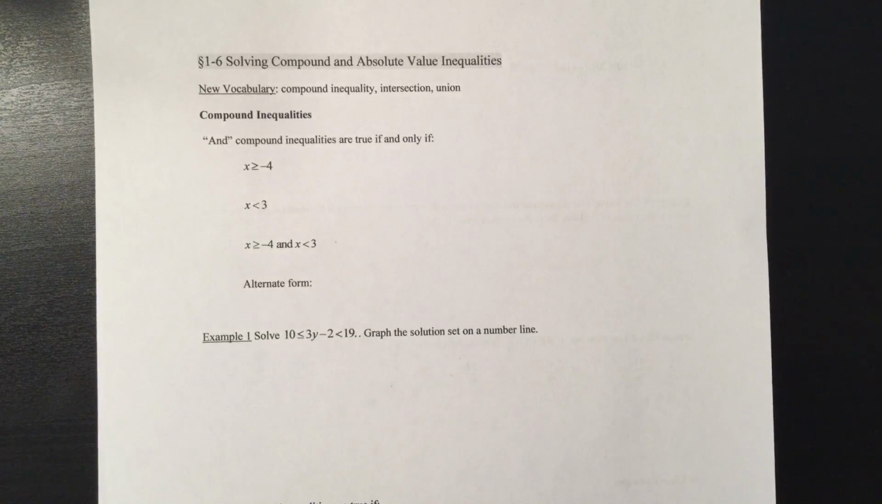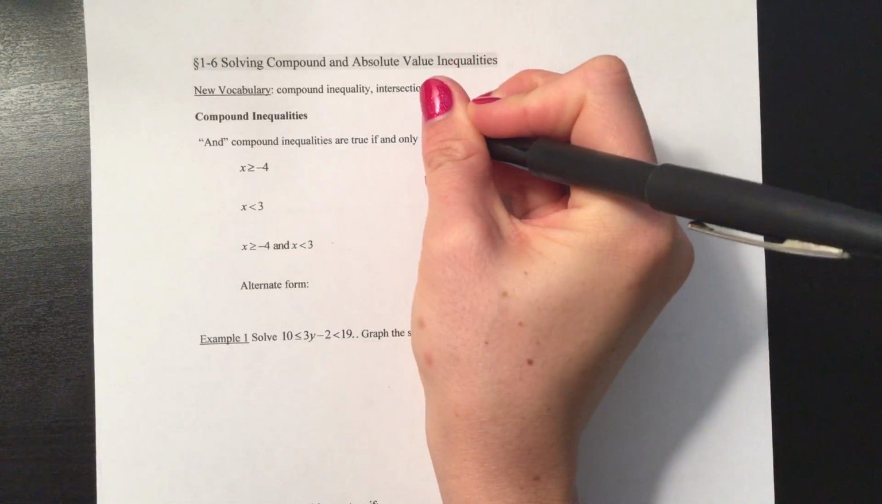So let me give you that in symbols. And inequalities will look like this. I'm going to use number lines so you can start to see exactly what I mean by the overlap. And compound inequalities are true if and only if both inequalities are true.